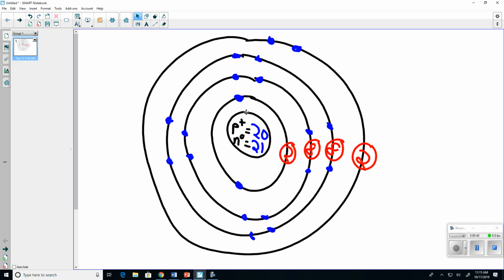If I add 2 plus 8 plus 8 plus 2, that gets me 20. 20 protons balance out with 20 electrons. By the way, some people, when they do a Bohr model, they don't even show the dots. They show the rings, and they just write down the number of electrons in each ring. I'd accept either what I did in blue or what I did in red. Both are good answers.